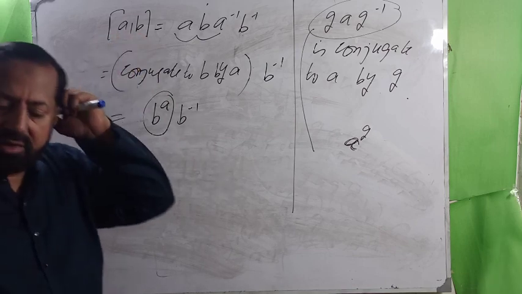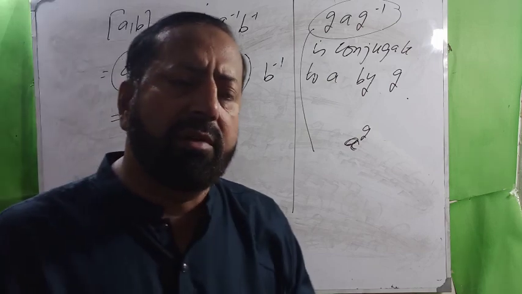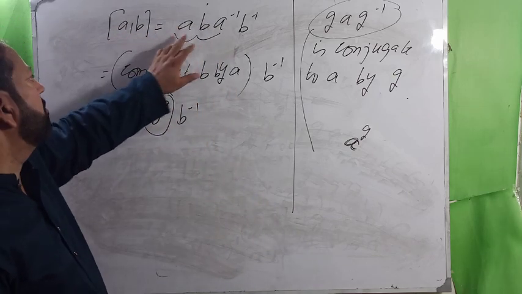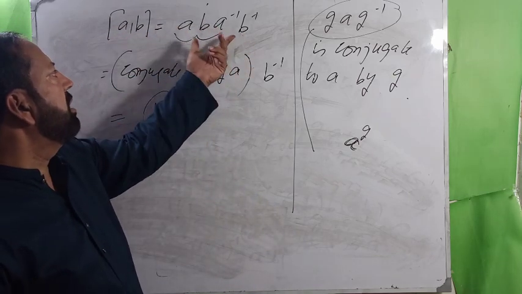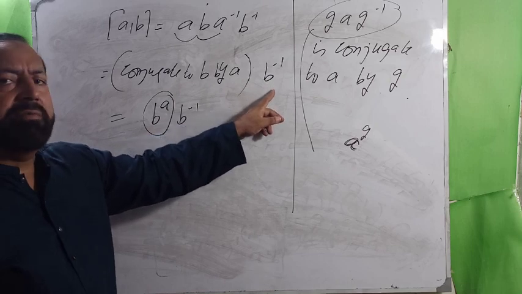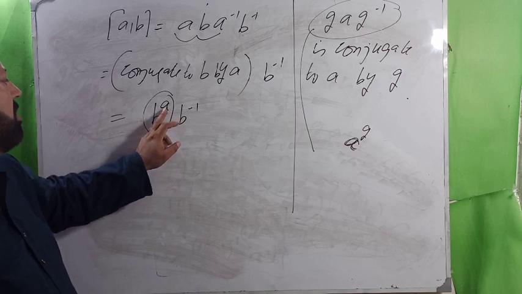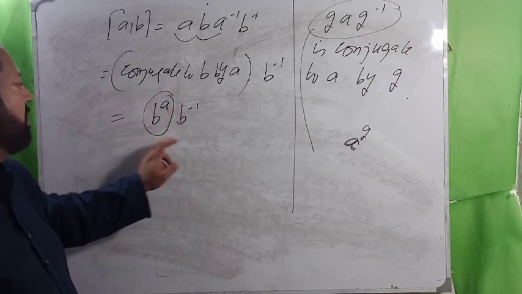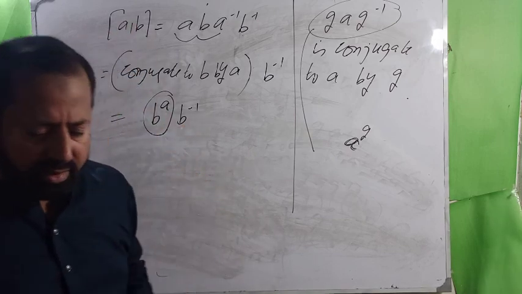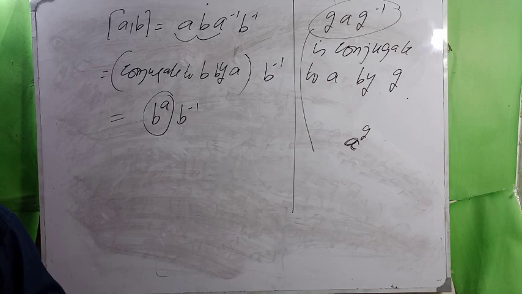This is in fact the commutator. This is another definition of the commutator. You know very well that the commutator of A and B is denoted by [A, B], and we write A, B, A inverse, B inverse, and this commutator can be written further as the conjugate of B by A into B inverse. So B^A is the label for the conjugate of B by A, and when you multiply by B inverse, you get the commutator of A and B.